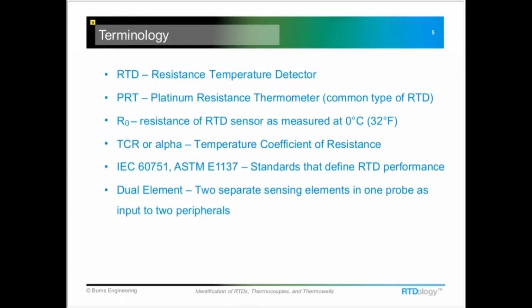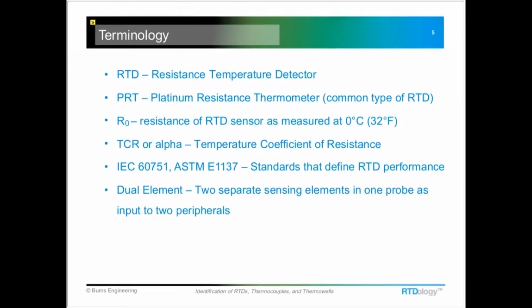So first off, I want to start out with just some terminology that gets thrown around with RTDs and thermocouples. The first being the term RTD. It's a resistance temperature detector. You may also see it referred to as a PRT, which is a platinum resistance thermometer, which is just the most common type of RTD. And then R0, which is the resistance of the RTD sensor measured at 0 degrees C. It's a real important resistance point. It's a way to help identify the probe, and it also will tell you if it's functioning correctly or not.